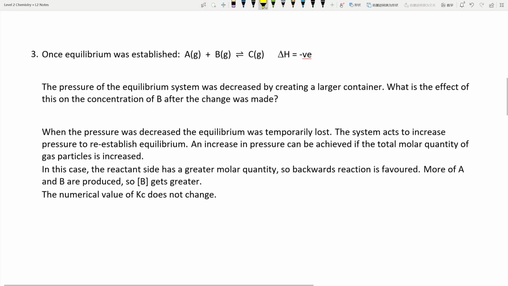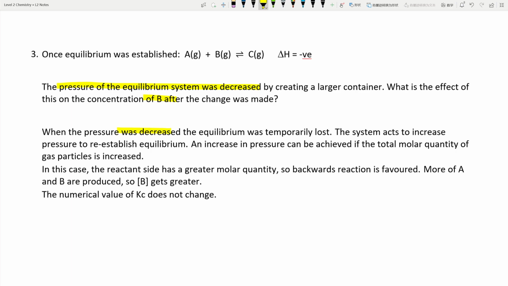So what are we doing here? The pressure of the system was decreased. So if we try to minimize, what's the effect on B? If we are decreasing pressure, that means we want to favor the side that minimizes the change. We want to favor the reaction that minimizes the change.